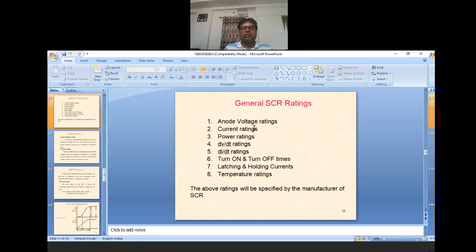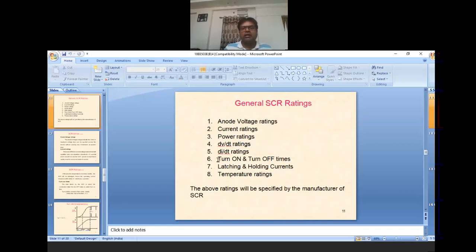Likewise, current ratings: anode current ratings and gate current ratings. Power ratings: SCR power dissipation ratings, and also gate power dissipation ratings. dV by dt, di by dt ratings. dV by dt rating means this is the maximum permissible increase or decrease in the voltage which is safer, which is allowable for the safe operation of the SCR. Otherwise, if its limits are exceeded, the SCR gets damaged.